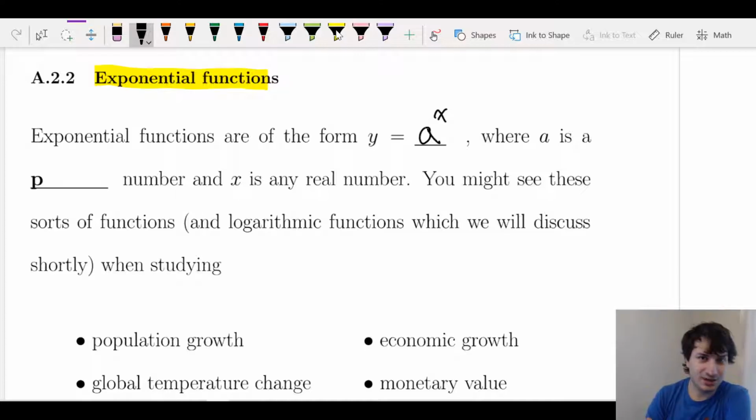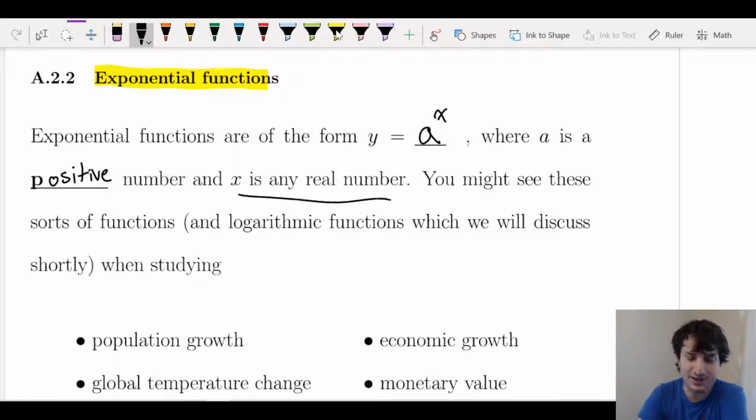So a is a positive number. Just like you can't take the square root of a negative number, you can't do the exponential of a negative number in general for any value of x. That's why we've got to make sure a is positive. x is any real number. That's saying that the domain of this function is all numbers.